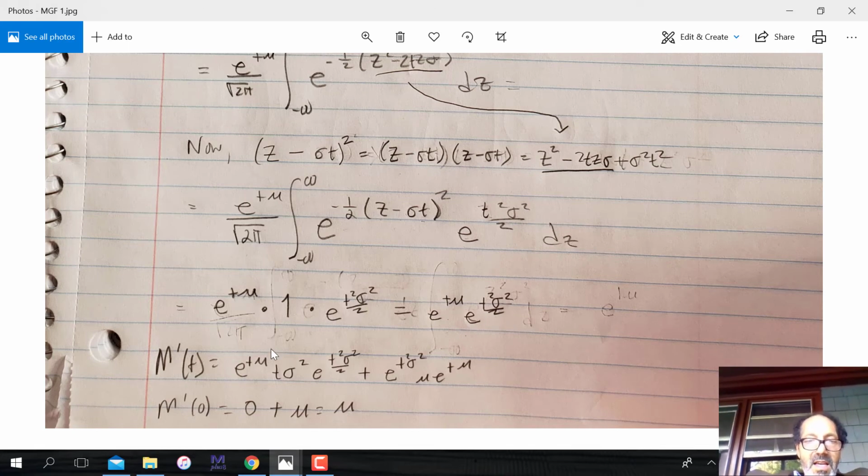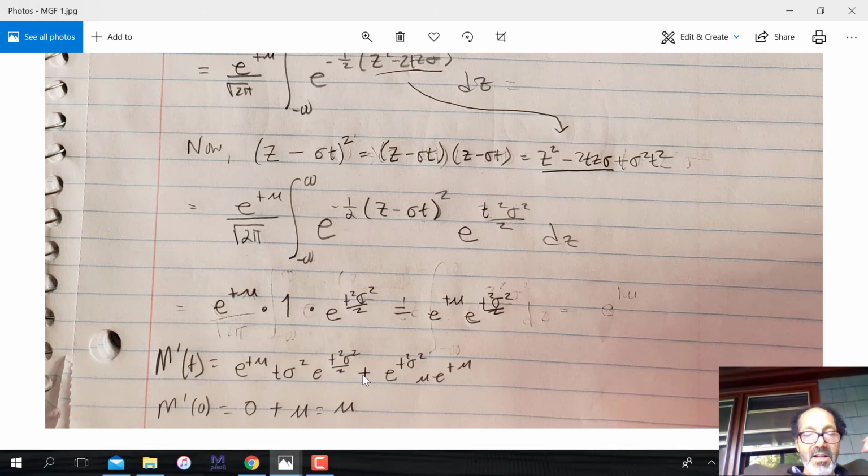So we do e to the t mu times the derivative of e to the t squared sigma squared over 2, which is t sigma squared times e to the t squared sigma squared over 2, plus we have e to the t squared sigma squared over 2 times the derivative of this function with respect to t, so you get mu times e to the t mu. Now, we set t equal to 0, because that's what we want to find. We want to find the first derivative with t equal to 0, and that'll give us the mu, it'll give us the expected value.